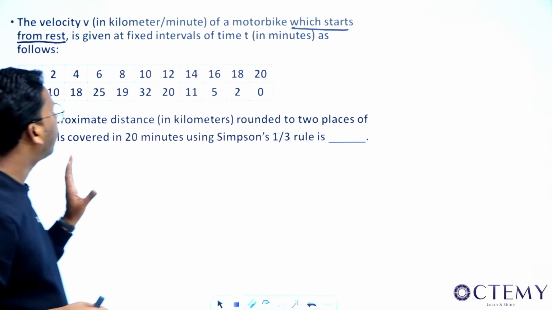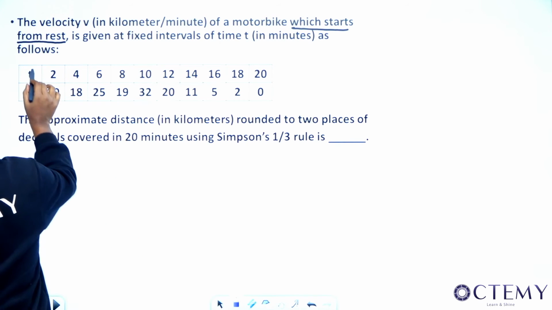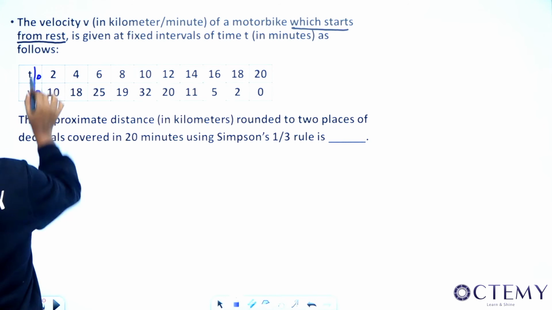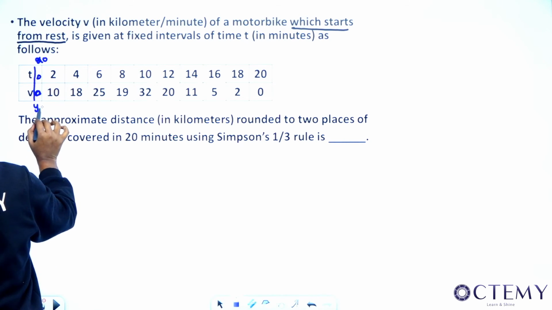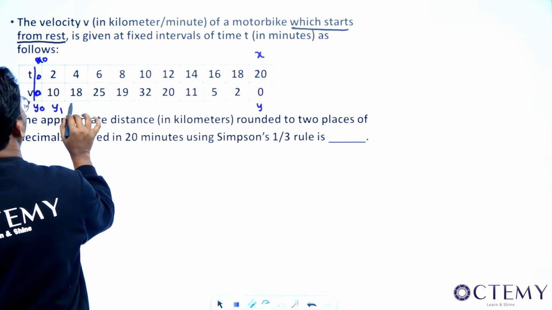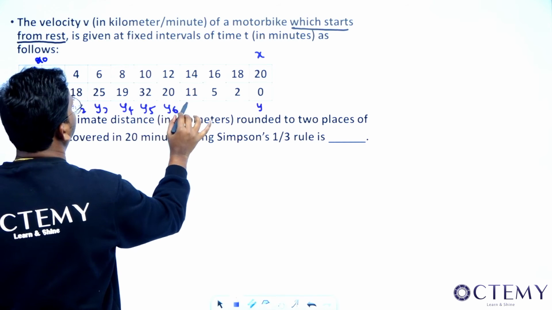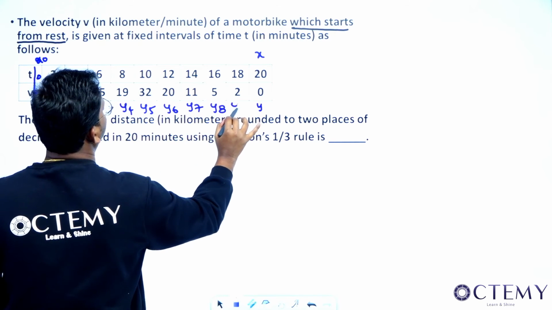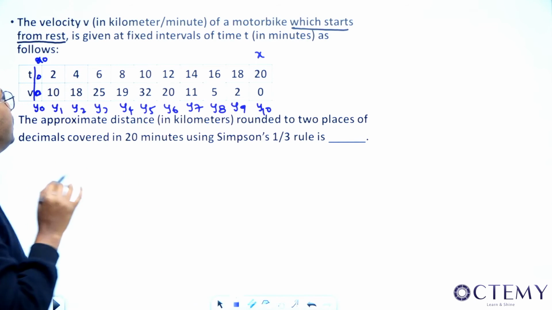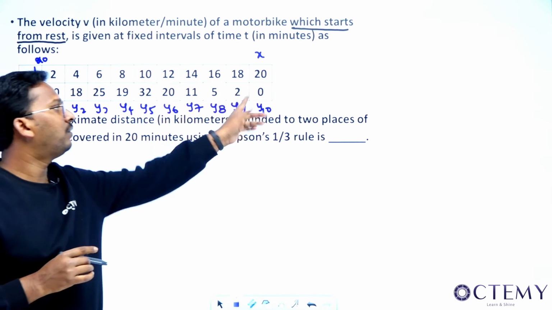So here you have to apply Simpson's 1/3 rule, but when t is equal to 0, there will be one more box coming here. When t is equal to 0, what will be the velocity, sir? That will be 0. This will be your x0, y0, and this will be your xn, yn. So this will become y1, y2, up to y10. The other hint is, you know that in Simpson's 1/3 rule, the intervals cannot be odd. They have to be an even number.